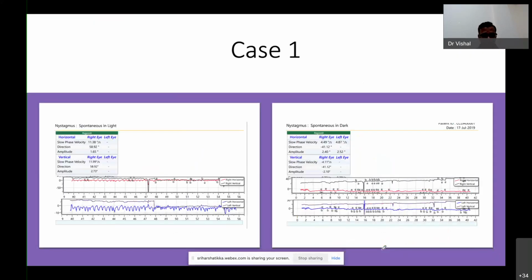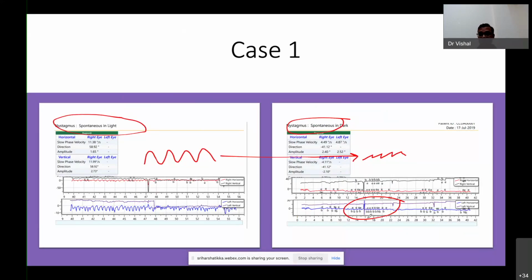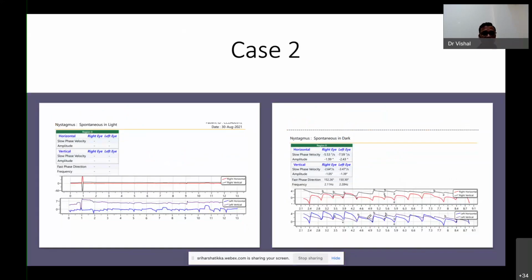Now, coming to this case one, for example, in this patient, if you see, this is the pendular variety of nystagmus. Okay, I'm not drawing it properly. This is the pendular variety of nystagmus, and if you see here, it has become jerky in nature. On removing the fixation, the patient had conversion from pendular to the jerk variety. That is something which I was very much surprised to see, and I don't have an explanation for that.